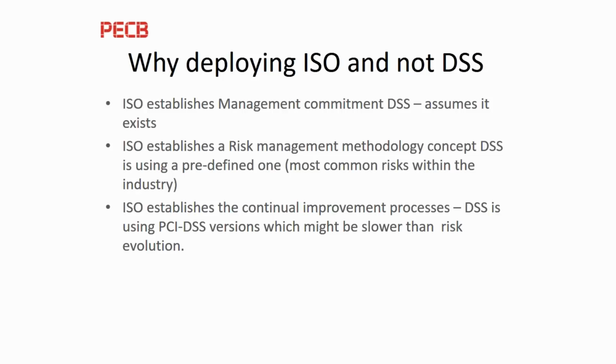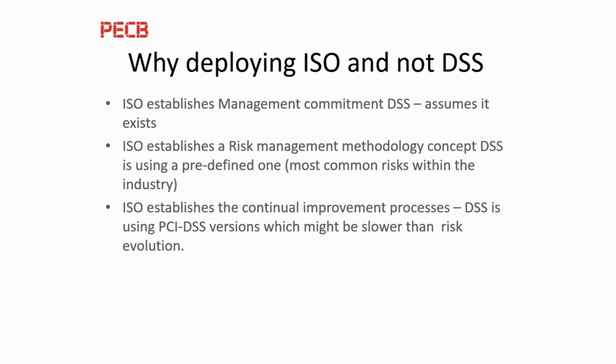And the danger of adopting only DSS and not looking at your entire risk landscape is that you will miss the risks that will affect you inadvertently in a negative way down the road, affecting your compliance posture. ISO establishes a continual improvement process. DSS is using PCI DSS versions that might be slower than the evolution of your risk landscape. PCI DSS has a 3 years life cycle. Risks change on a second basis, depending on your infrastructure, your organizational setup, your geography, your marketing. Your risk is going to increase, decrease.